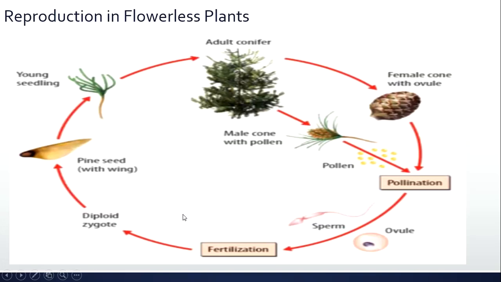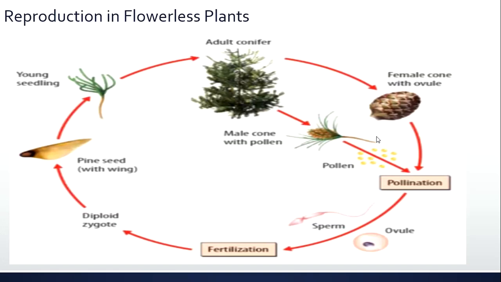Here we have the life cycle of a flowerless plant. The life cycle of a gymnosperm includes alternation of generations. The cones are the male and the female reproductive structures of conifers. They contain the haploid generation. Male cones are small, papery structures that produce pollen grains. Female cones can be woody, berry-like, or soft, and they produce eggs.